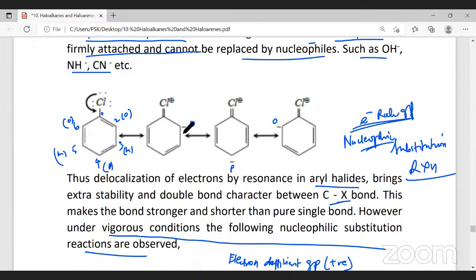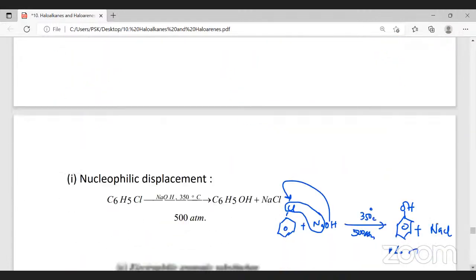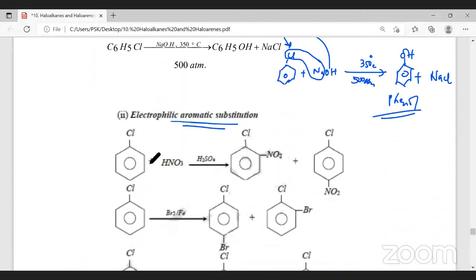Now you can see the ortho position is negative, the para position is negative. Therefore, these electrophiles can attack the ortho and para positions easily because electron density is more at what? Ortho and para positions. Are you following? Because of the electron density at ortho and para positions, the electrophile can easily attack them. Therefore, electrophilic substitution reactions are easy. That is what they've written, electrophilic aromatic substitution.